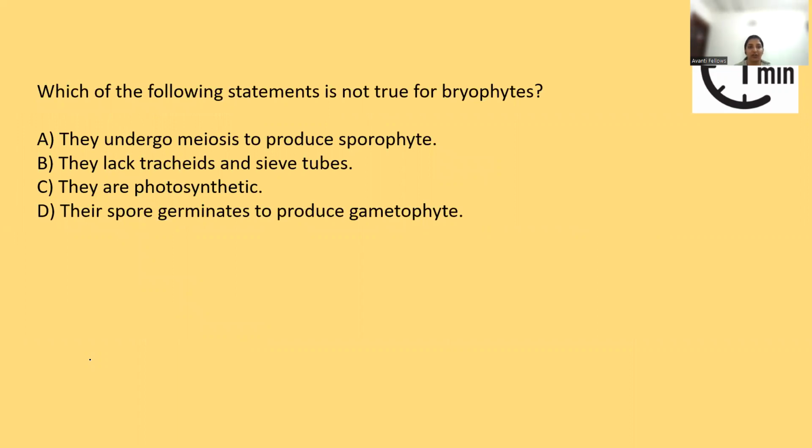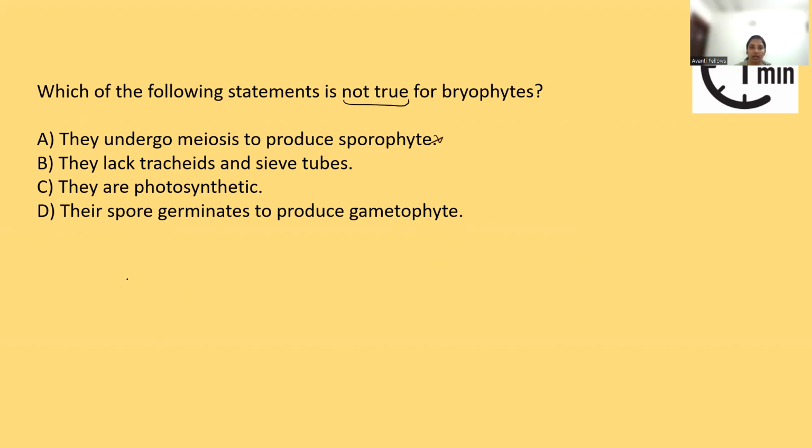Next question says, which of the following statements is not true for bryophytes? They undergo meiosis to produce sporophyte. They lack tracheids and sieve tubes. They are photosynthetic. Their spores germinate to produce gametophyte. That means we have to find out the incorrect statement. They undergo meiosis to produce sporophyte.